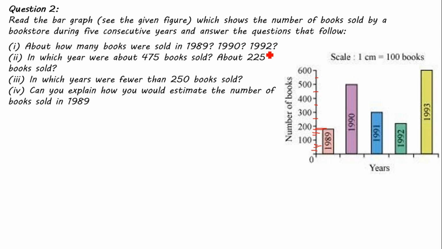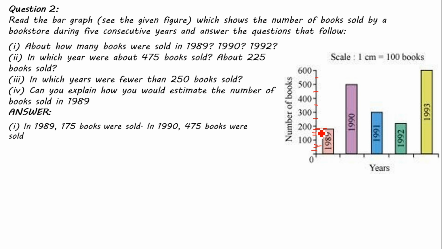Now it is asking about 1992. If we talk about 1992, it is just slightly up from 200 but lesser than 250. So we can say that in 1992 the sales were 225. Answer: in 1989, 175 books were sold. In 1990, 475 books were sold. In 1992, 225 books were sold.